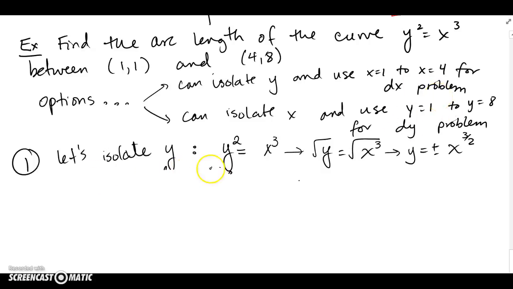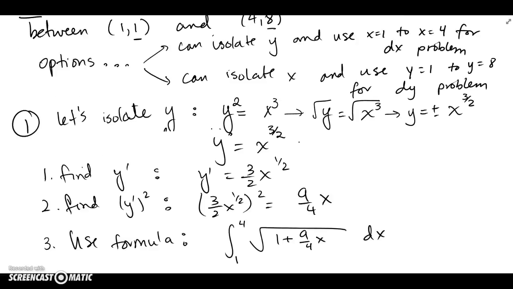Okay, so I'm going to isolate y for the first option, square root both sides, and we get y is equal to x to the 3 halves, and I'm just going to use y equals x to the 3 halves, the positive portion, because notice my y values are positive, so I'm looking at the top half of this graph. So I went through my steps. Find y prime, I found it. Find y prime squared, I squared it. Use the formula, and we're doing a dx problem because I have a function of x that I chose to work with. So I used my limits of integration to be the positive 1 and the positive 4, the x values for the dx problem.